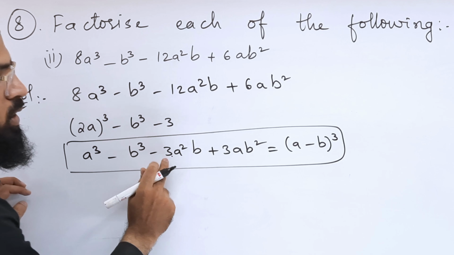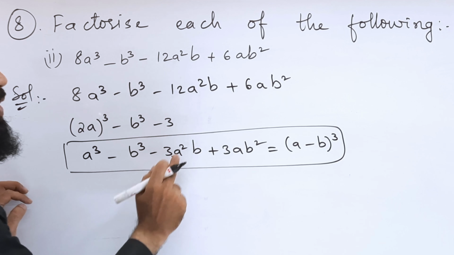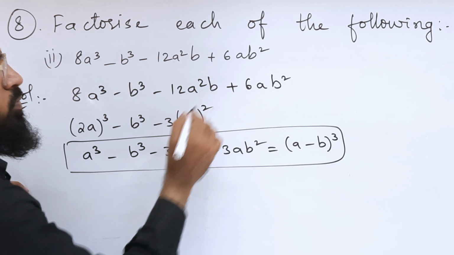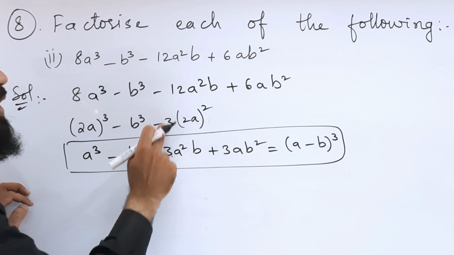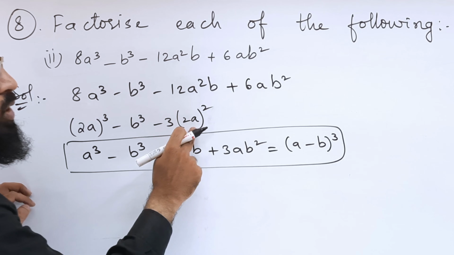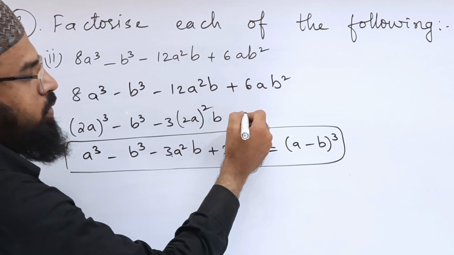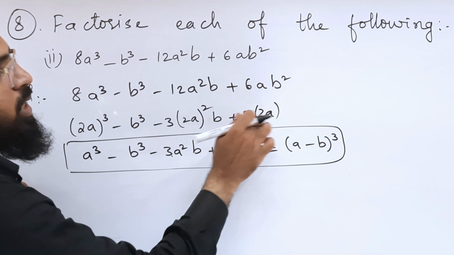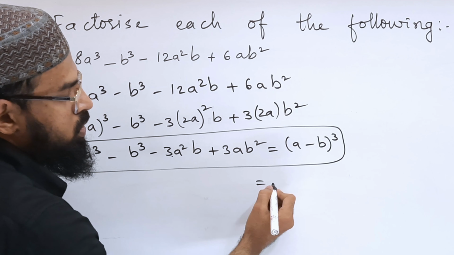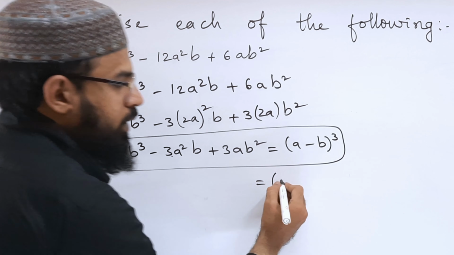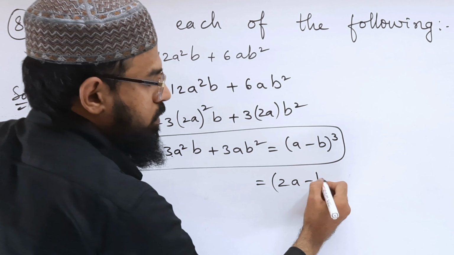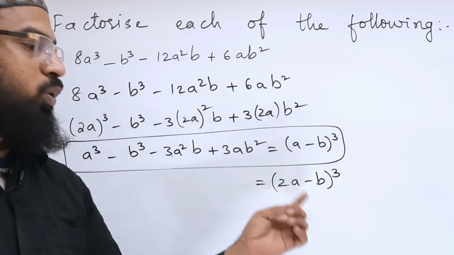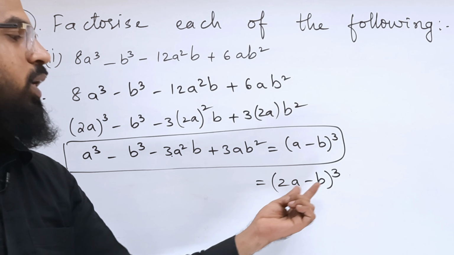So here we have 3. So let us write 3. What is a? A is 2a. So 2a square. Square of 2 is 4. 4 3s are 12. So we have got this 12a square b plus 3. A is 2a. 3 2s are 6. 6ab square. So what is a? A is 2a minus b is b. So there are 3 factors, 2a minus b into 2a minus b into 2a minus b, that is 2a minus b whole cube.